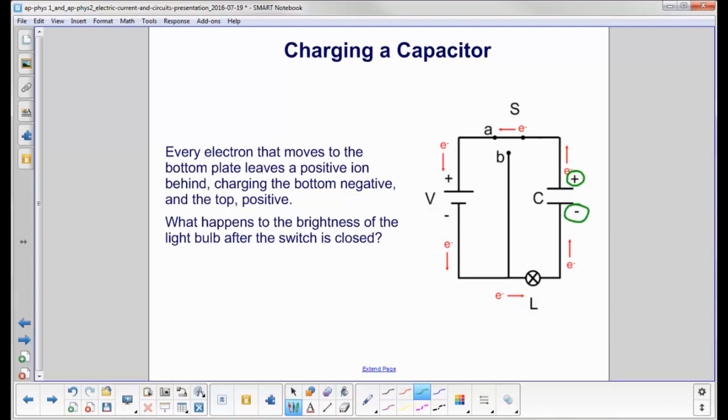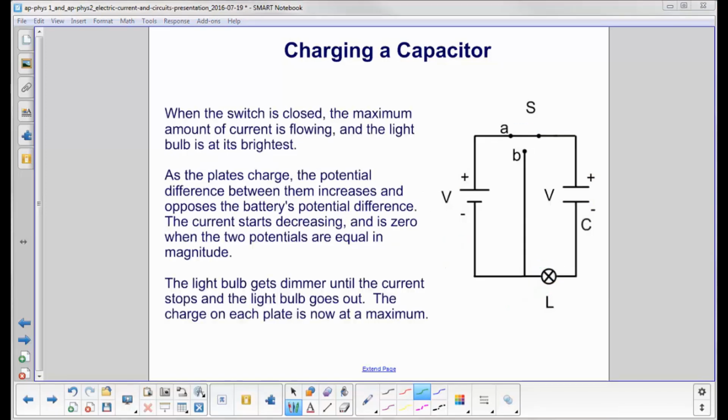The question, what happens to the brightness of this light bulb? And brightness depends on how much current is flowing through the light bulb. When the switch is closed, the maximum amount of current is flowing and the light bulb will be at its brightest. That's because there is no potential difference at the capacitor, so it is not opposing this potential. As the plates charge, the potential difference increases, and as you can see, it opposes the potential difference from the battery.